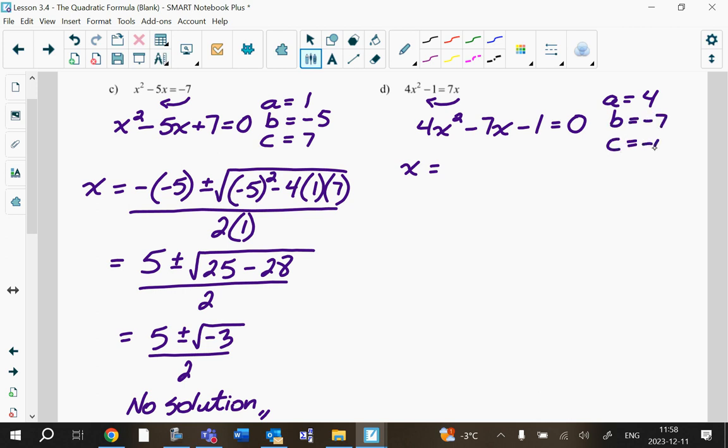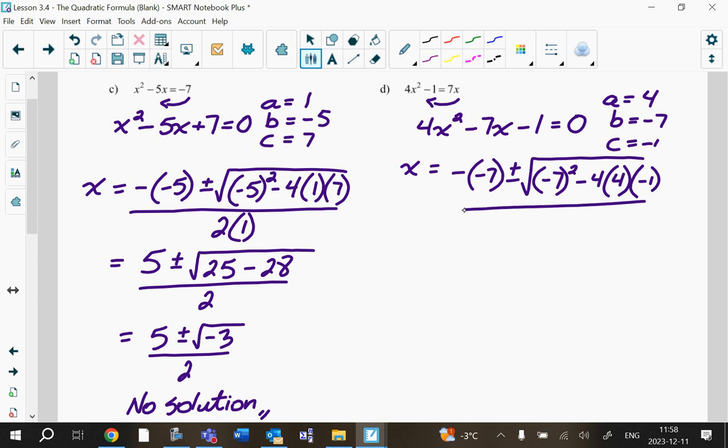So x equals negative negative 7 plus or minus the square root of negative 7 squared minus 4 times 4 times... Yes, automatic, you lose marks right here. You need parentheses around the negative 7 to square. Minus 4 times 4, times no, negative 1. Times negative 1. All over 2 times 4.